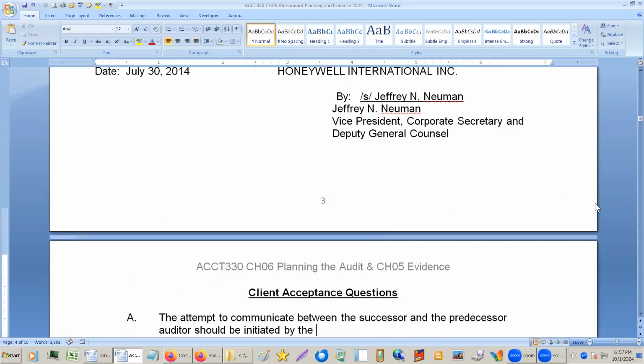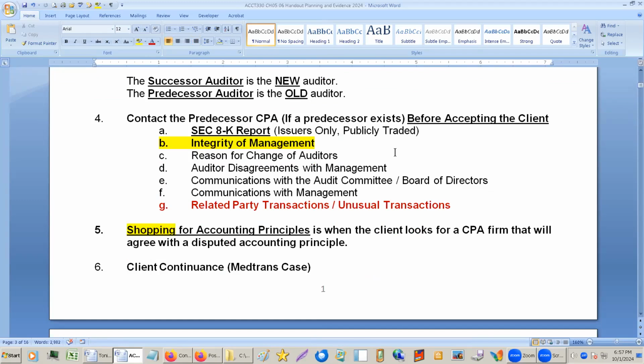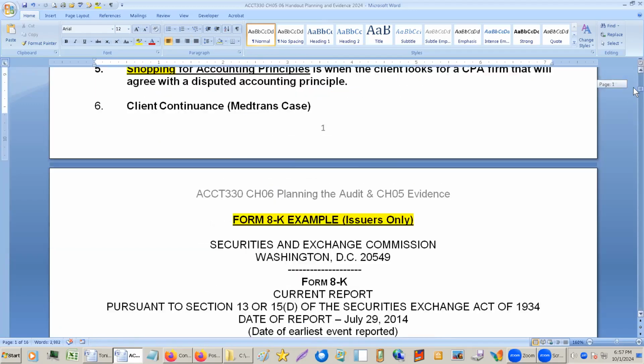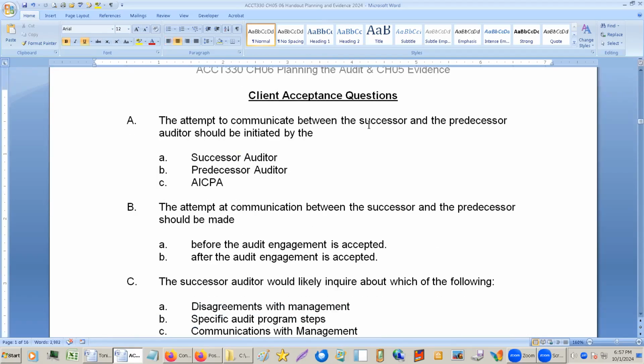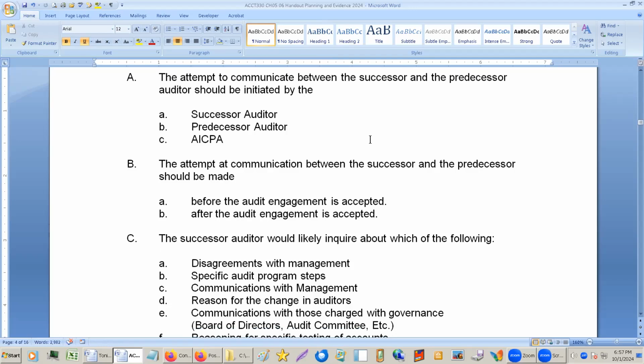Oh, okay. I don't think I talked about those. Communicating with the predecessor auditor. So the new auditor coming in is required to contact the predecessor, not the other way around. The old auditor has no duty to contact the new auditor. So the attempt to communicate between them should be initiated by which one? Who should initiate? The successor, yep. So this is the new auditor and this is the old one. Yes, the successor auditor must contact the old. The old one has no responsibility to contact him.